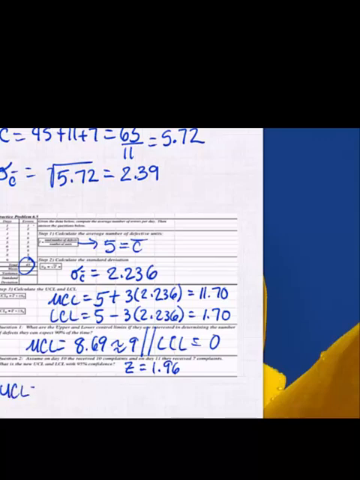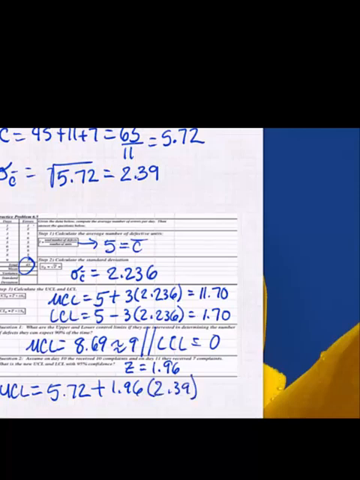So the upper control limit will be 5.72 plus 1.96 times 2.39. And the lower control limit will be 5.72 minus 1.96 times 2.39. So we end up then with the new upper control limit of 10.4 and the lower control limit then of 0. So hopefully this provides a nice summary of how to do these attribute charts, and you're able to give it a little practice and get it in your head how to do it.